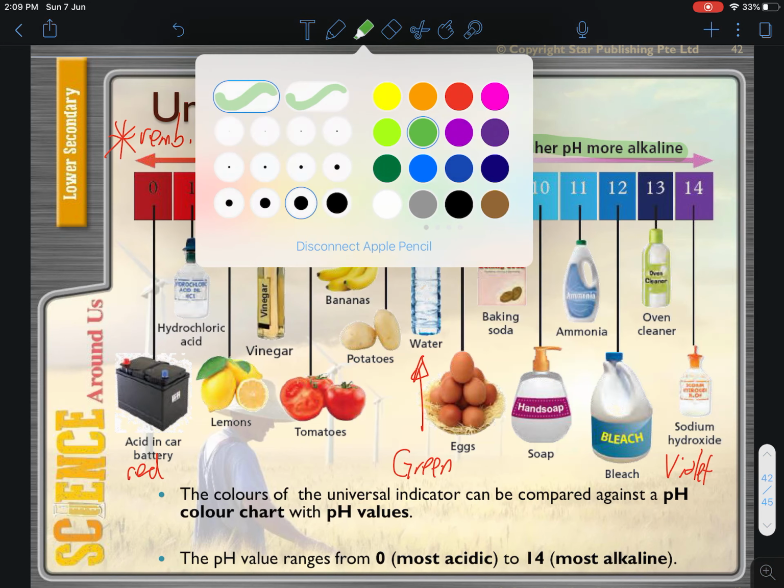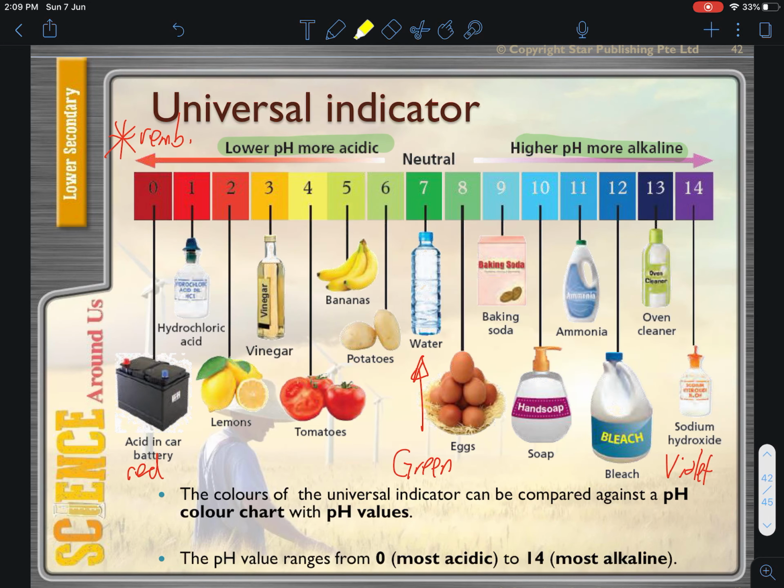The only number you have to remember that is always constant for neutral is at number 7. So the big number 7 is only for neutral. Anything below 7 is acidic, anything above 7 is alkaline. Your number will also stop at 14. You will not go anything more than 14, neither will you get a negative number. Okay, so the range is only from 0 to 14.